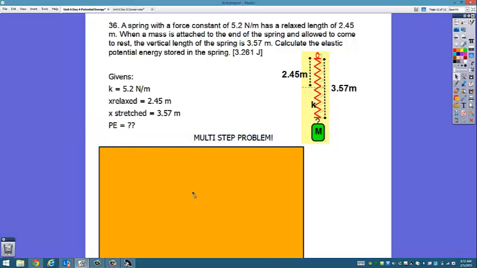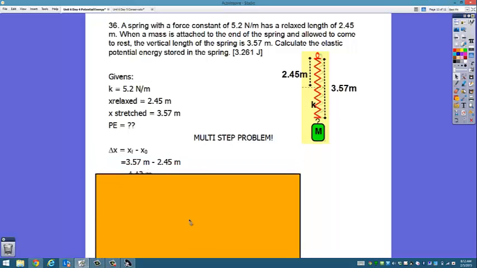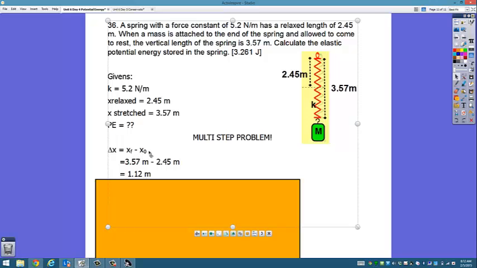So this is a two-step problem. The first thing you need to do is figure out the distance that it's stretched. So this delta x. You're going to take your stretched value minus your relaxed value. So 3.57 minus 2.45, and you'll get 1.12. So this is the relaxed length that it's at originally. You add a mass to it, so it's going to become even more stretched. And again, the only distance I'm really looking for is the distance from where it originally was to where it is now. This is the x value that I want.